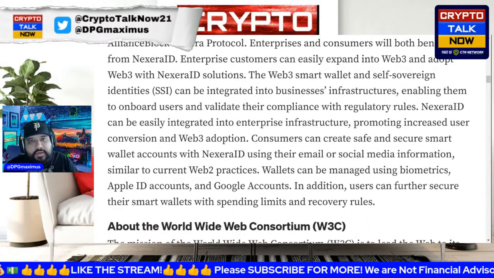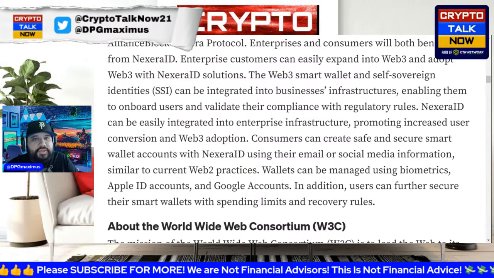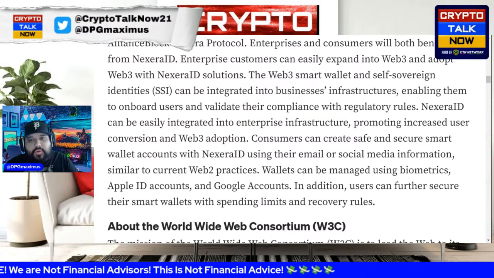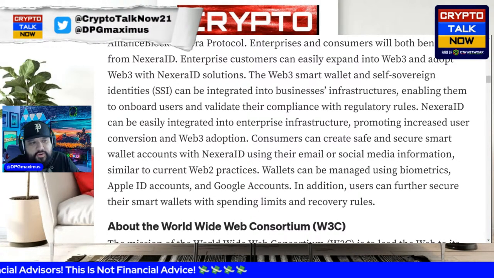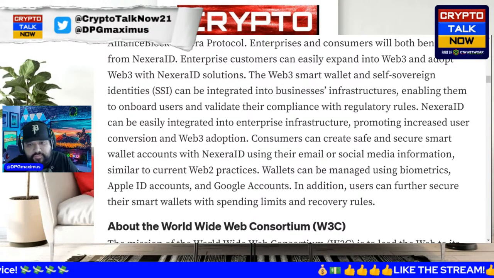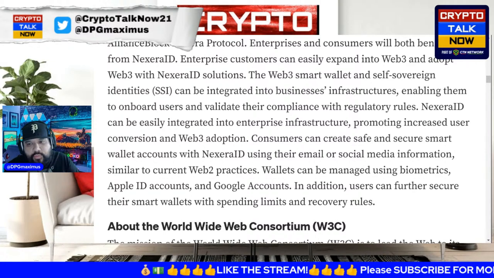You know, you talk about the whole concept of like, well, where's the utility? Boom, there's some of that utility, right? They have a lot of utility, by the way. The Web3 smart wallet and self-sovereign identities, which is SSI, can be integrated into businesses' infrastructures, enabling them to onboard users and validate their compliance with regulatory rules.